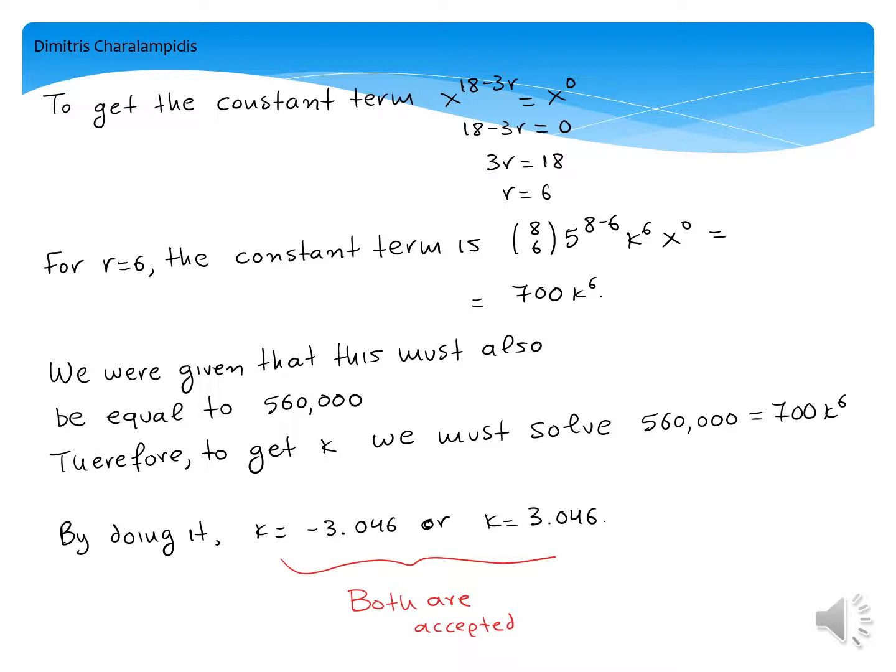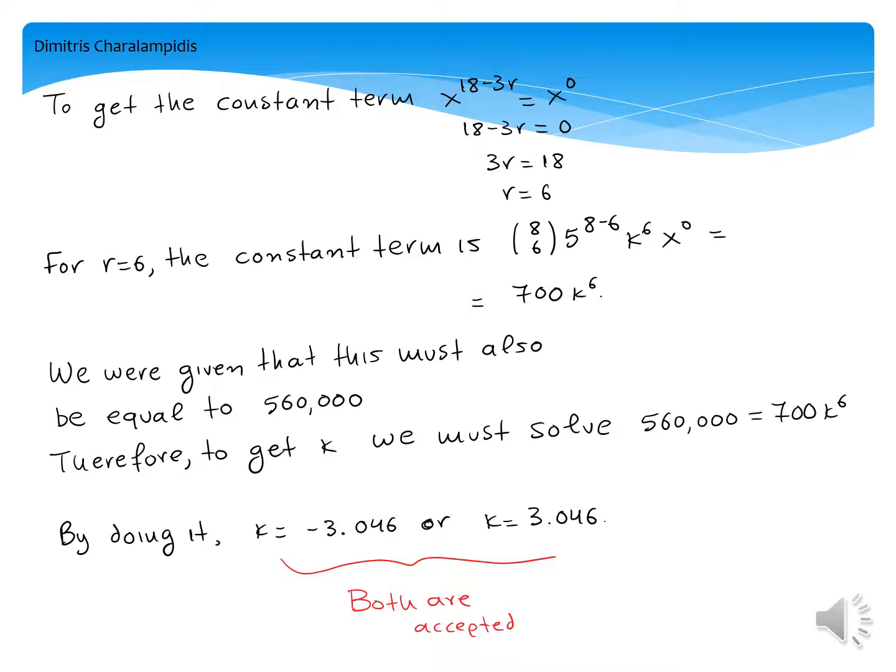So, for r equals 6, the constant term will be 8 choose 6, 5 to the power of 8 minus 6, times k to the power of 6, times x to the power of 0, which leads to the result of 700 times k to the power of 6. But we were also given that this must also be equal to 560,000. Therefore, to get k, we must solve 560,000 equals 700 k to the power of 6.